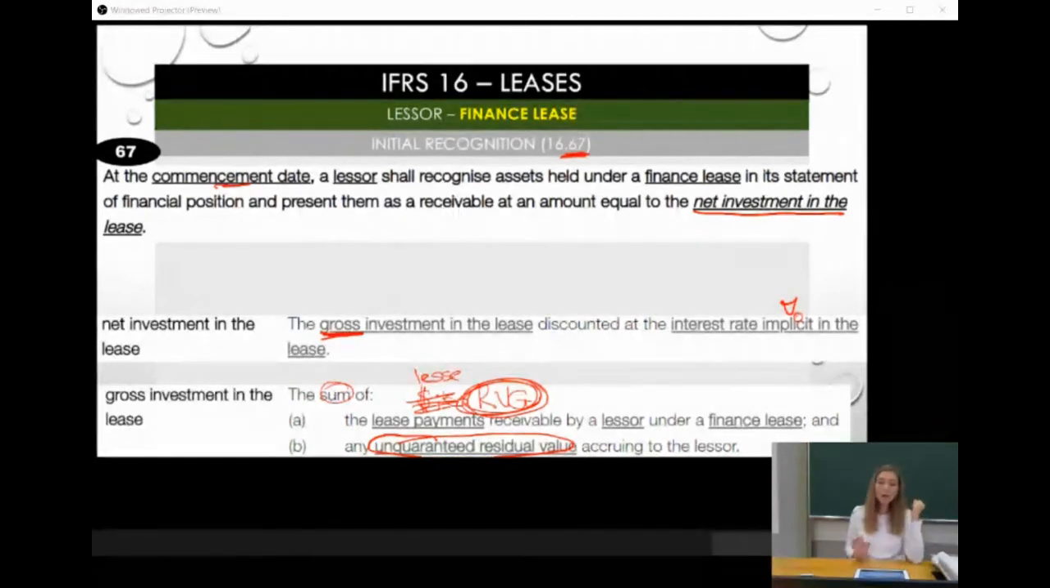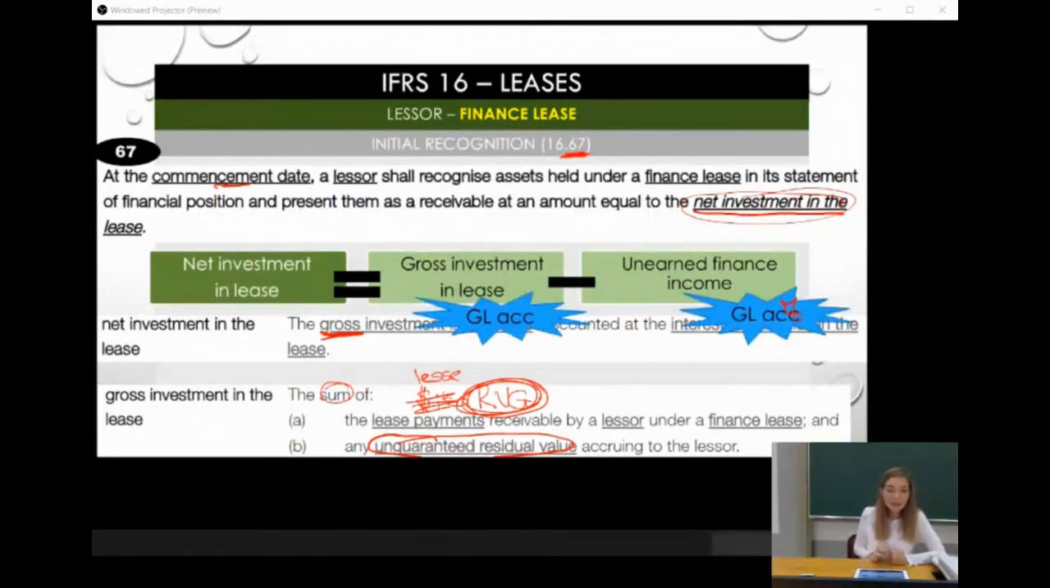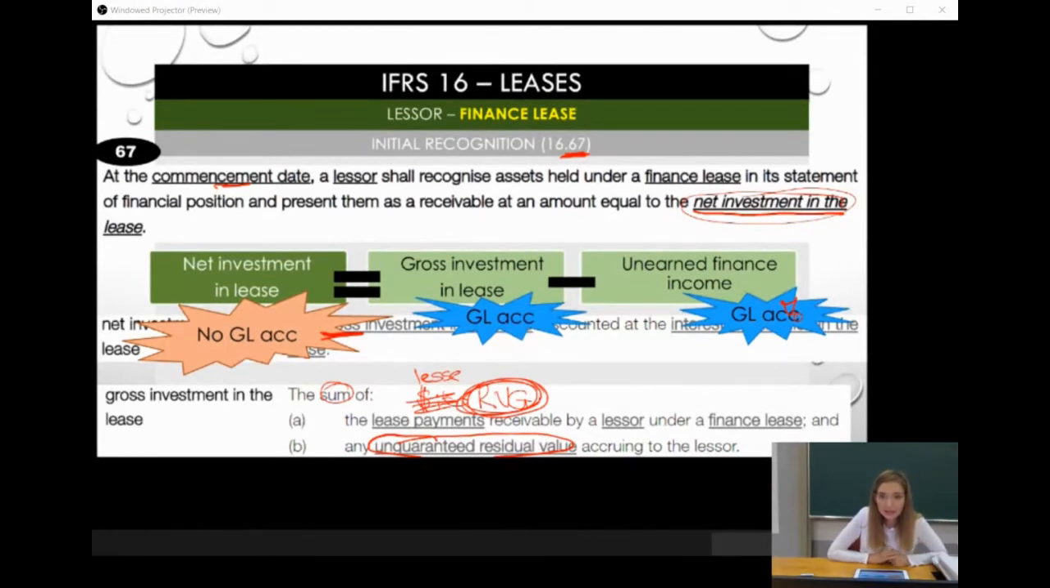Okay. So how do we account for this net investment in the lease? How do we recognize a net investment in the lease? We do that by using two T accounts, two general ledger accounts. The first one is my gross investment in the lease, and the second one is unearned finance income. These two general ledger accounts mean that we do not have a general ledger account for the net investment in the lease. This is very important.